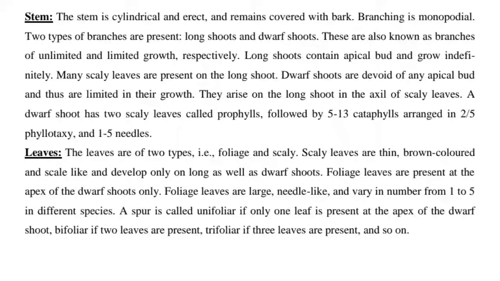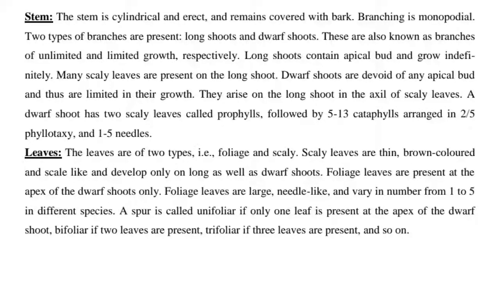Branching is monopodial. Two types of branches are present, long shoots and dwarf shoots. These are also known as branches of unlimited and limited growth, respectively. Long shoots contain apical bud and grow indefinitely. Many scaly leaves are present on the long shoot. Dwarf shoots are devoid of any apical bud and thus are limited in their growth. They arise on the long shoot in the axil of scaly leaves.